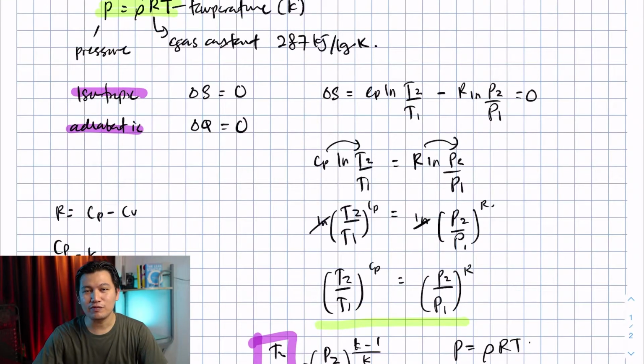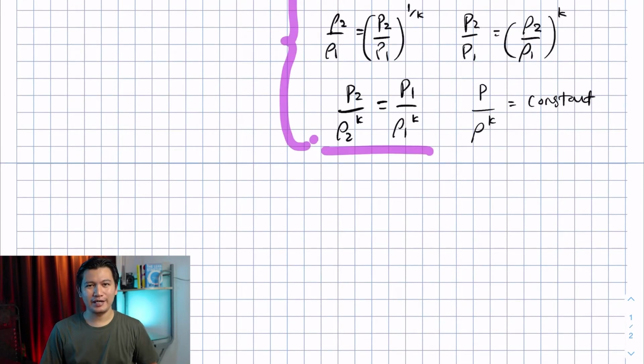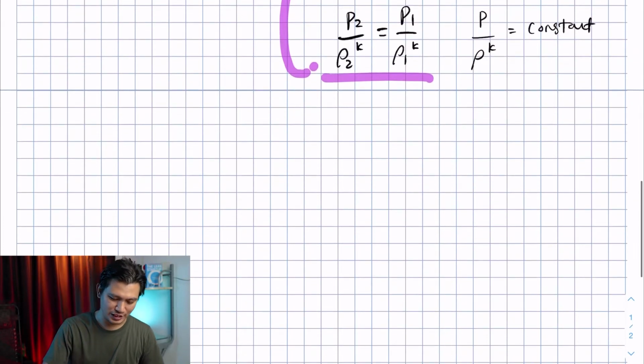And remember, you can only get this relationship by assuming that the flow is isentropic and adiabatic, right? If the flow is not isentropic and is not adiabatic, then you cannot use this relationship. But don't worry, for most of the problems involving compressible flow, we're always going to assume isentropic and adiabatic. Okay, and right now I want to introduce you to a concept that is called speed of sound.